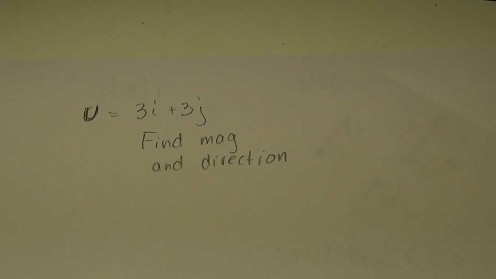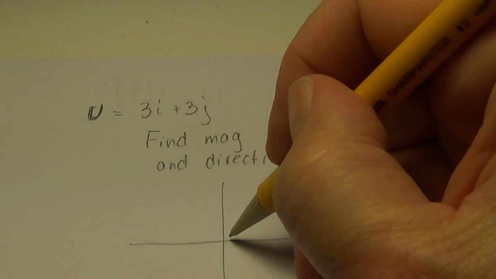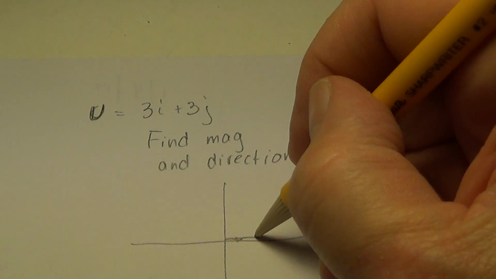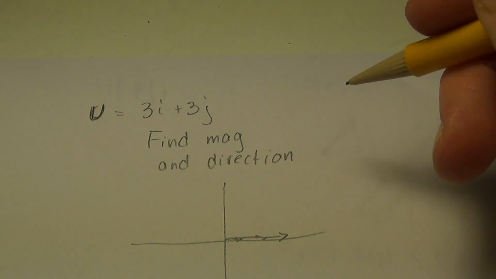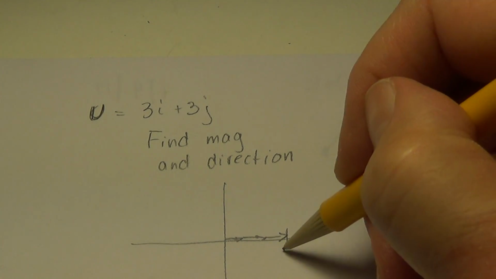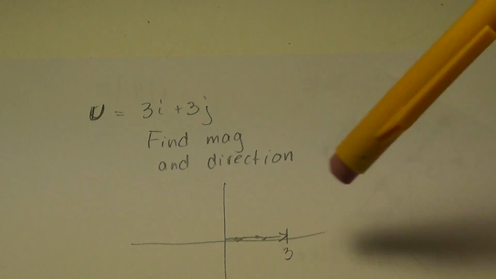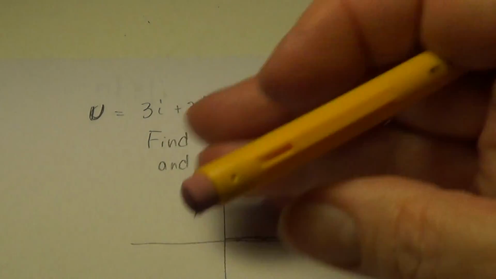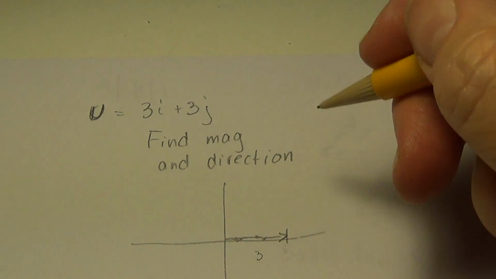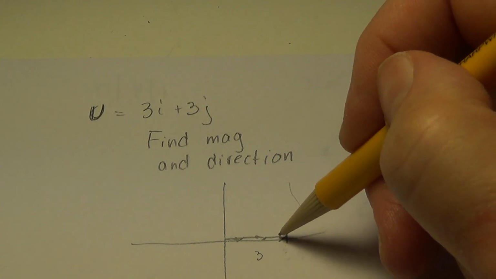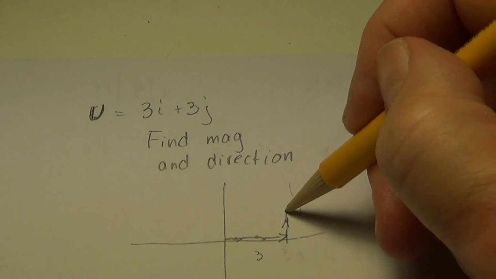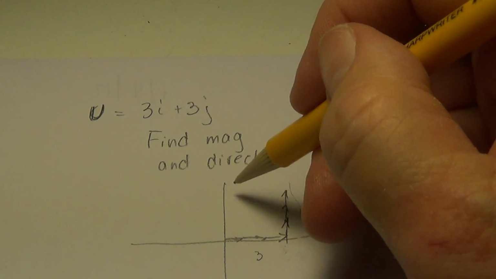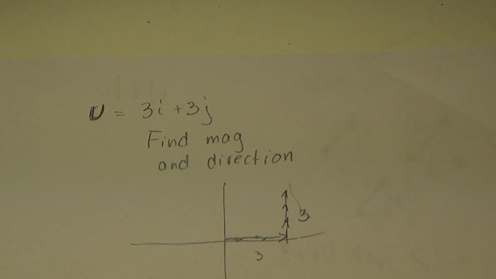Alright, so sketching it, we go out 3 unit vectors i, so that brings us out to 3. And I'll put the 3 over here, there's 3 of them. And then we go up 3 in the j direction. 1, 2, 3. So there's 3 in the j direction.